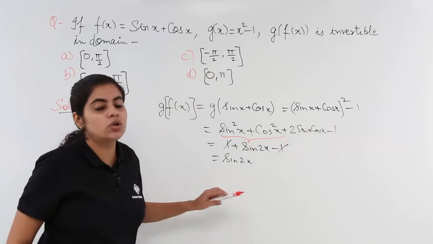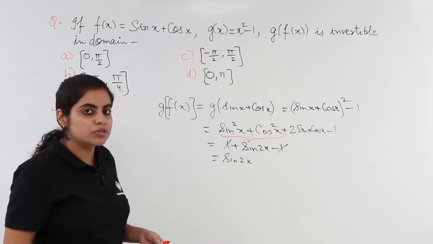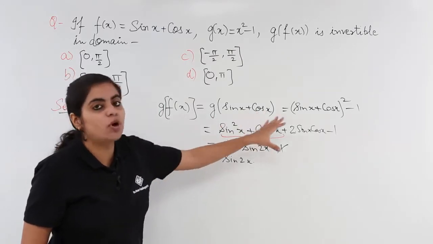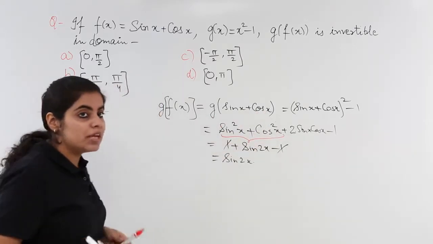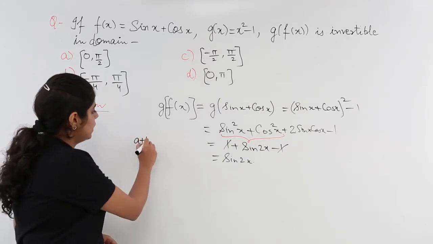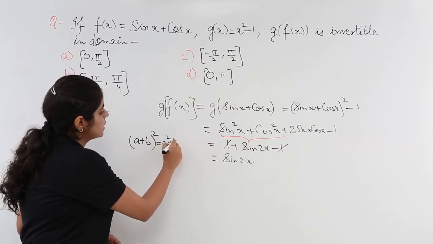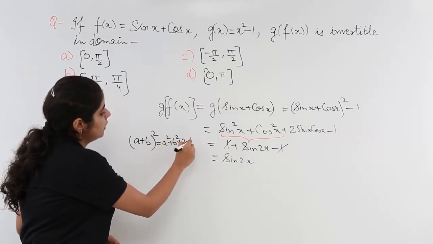Now, the question does not finish. We need something else also. But before solving the question further, let's write down whatever formulas we have used till now. We have used the formula of expansion here. So, (a plus b) whole square is equal to a square plus b square plus 2ab.